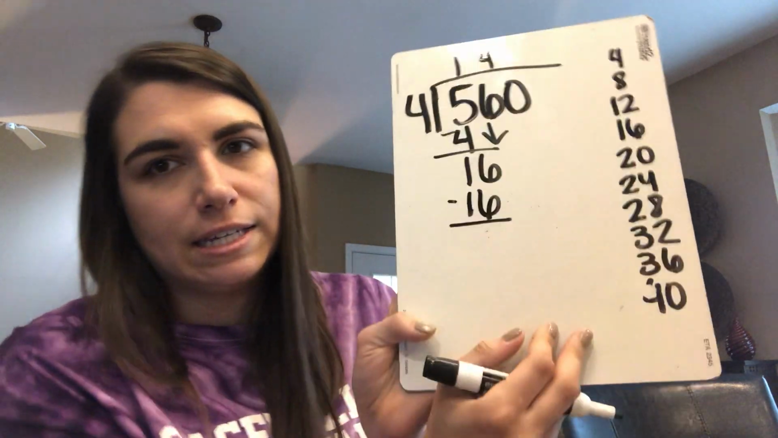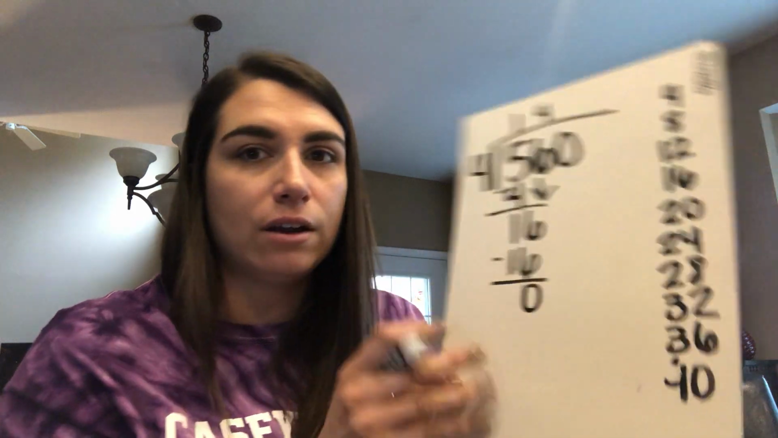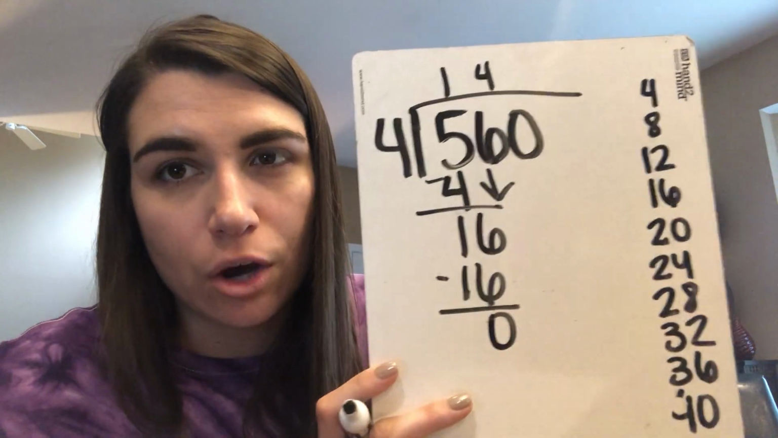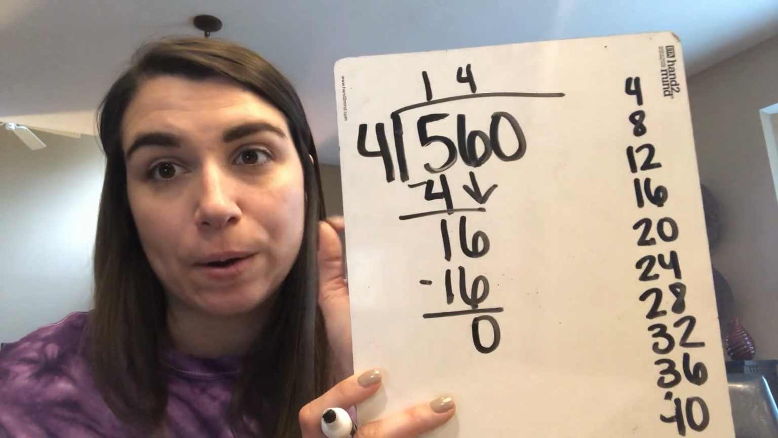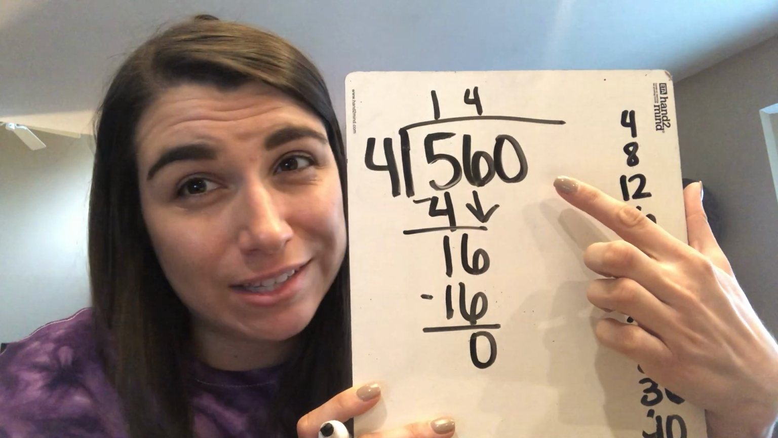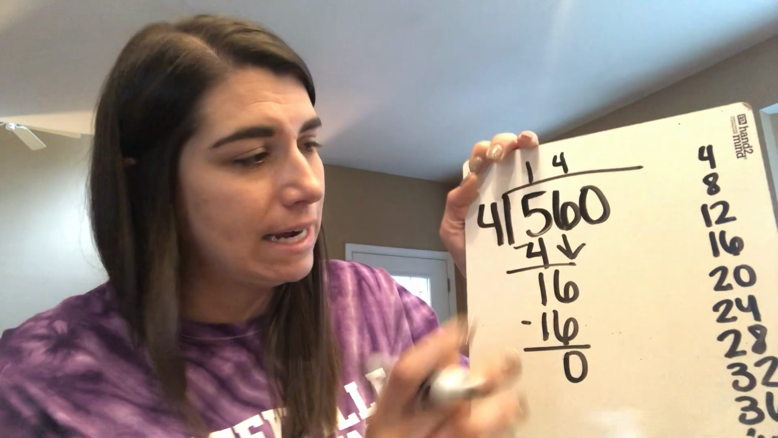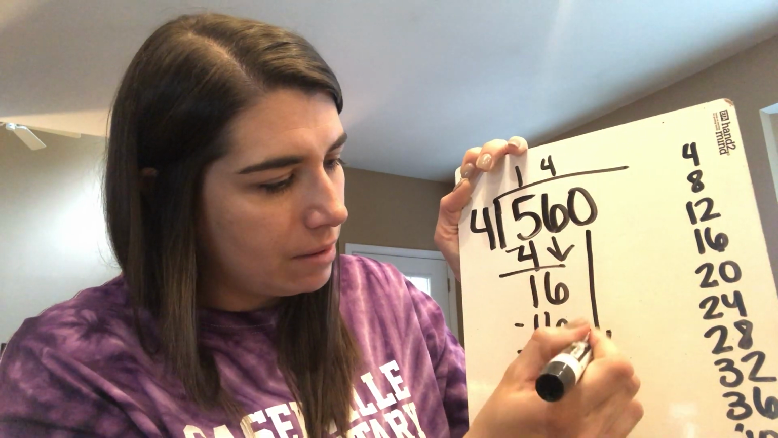And it's going to be 16 minus 16, which is 0. So this is a tricky one because we're going to end up with a 0 and something to bring down. So remember, after subtract is bring down. So you have to bring down any number that's on top that's left there. So since it's a 0, you still have to bring it down. So I'm going to bring down my 0.